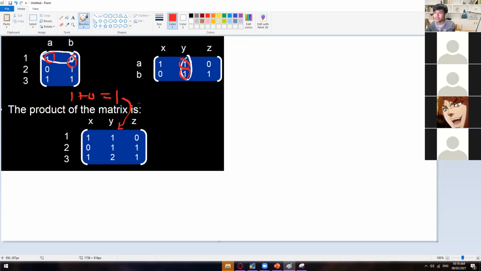And then for the third one, just multiply this row to the last column. So this 1 to this 0. So 1 times 0 is 0, plus 0 times 1 is still 0. So 0 plus 0 is 0, which is now this one. Can you guys follow so far?